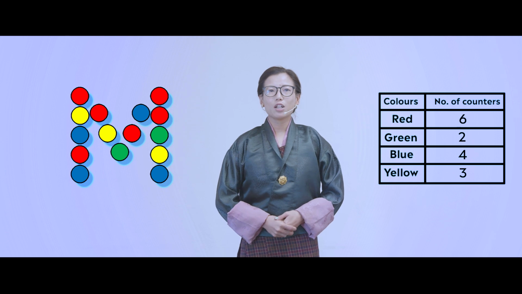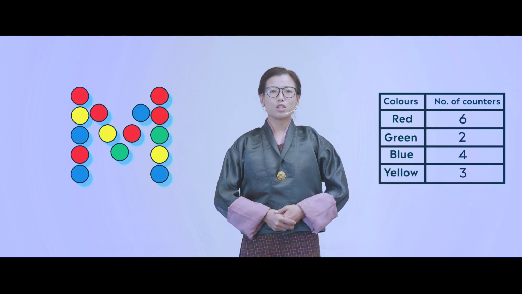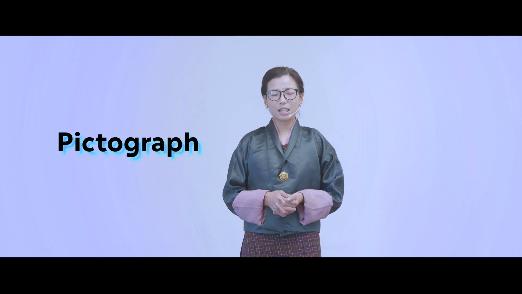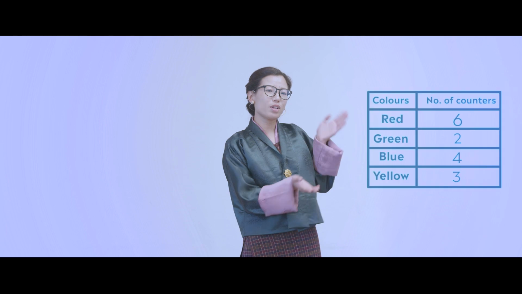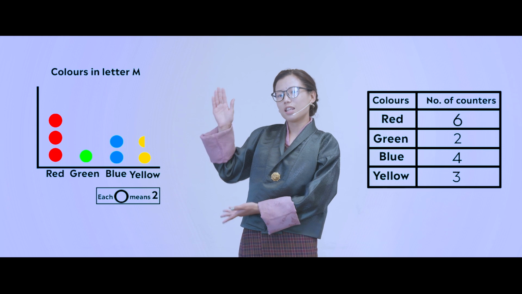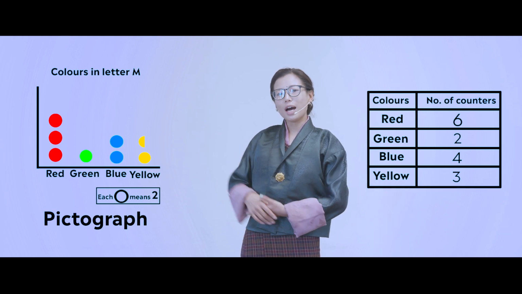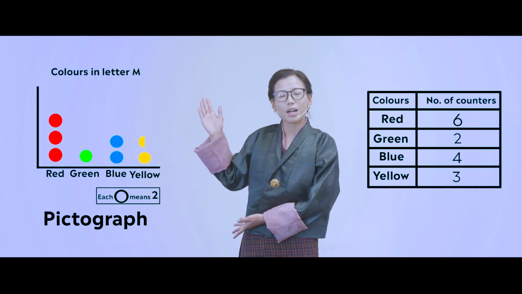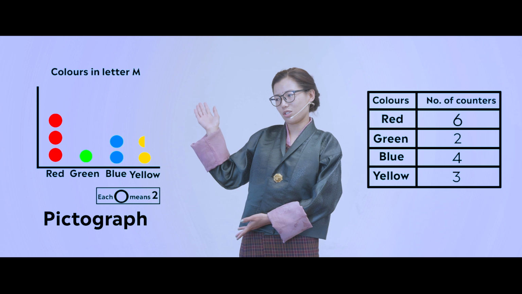This table will help you to draw a pictograph. So first tell me what comes to your mind when I say pictograph. The word picto means picture. So that means you will have pictures in your graph. Let us see how you are going to put this table into a pictograph. Can you look at this graph? This shows a pictograph. Why do you think this graph is called pictograph? This graph is called pictograph because it has pictures.